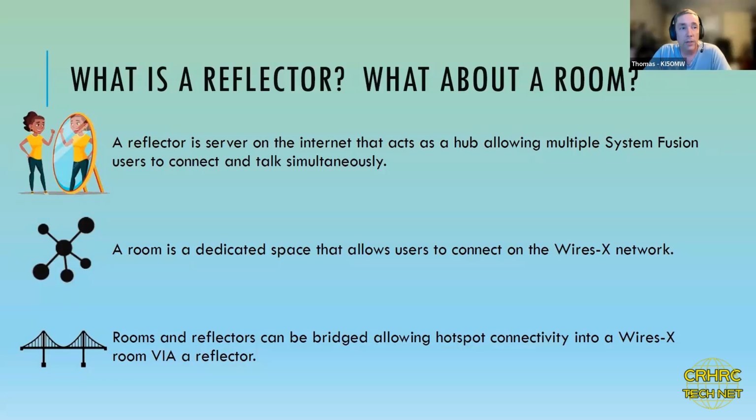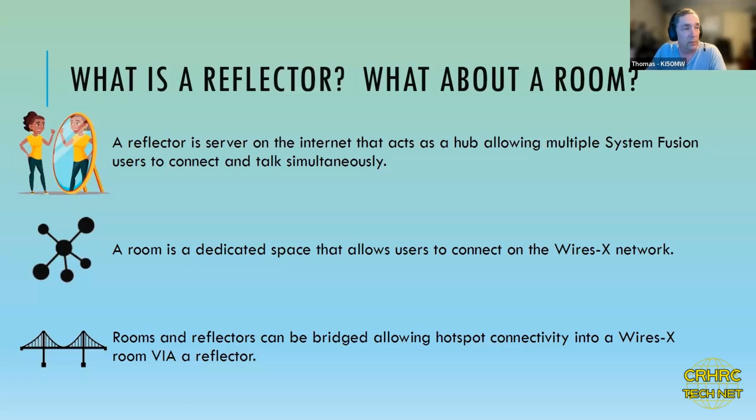The CRHRC reflector, US-CRHRC-TX, or reflector number 62426, is an example of this functionality. The Fusion repeater in Edna has an MMDVM board running that can connect to the US.CRHRC-TX reflector. If a hotspot user then connects their hotspot to the same reflector, their traffic will be shared with the Edna Fusion repeater.